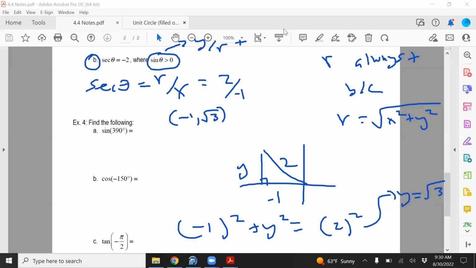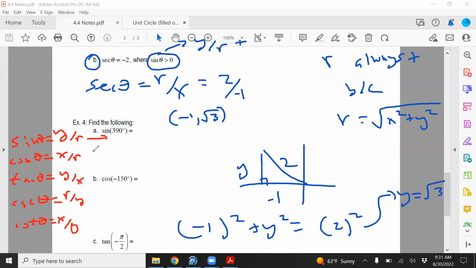I'll do it off to the margin here. We need sine. We need cosine. We need tangent. We need cosecant. And we need cotangent. Remember, sine is y over r. Cosine is x over r. Tangent is y over x. And then you flip the other ones: r over y, and x over y. Sorry, that looks ugly.